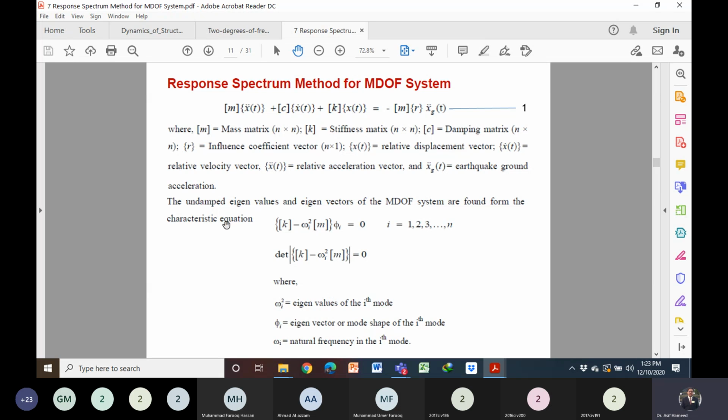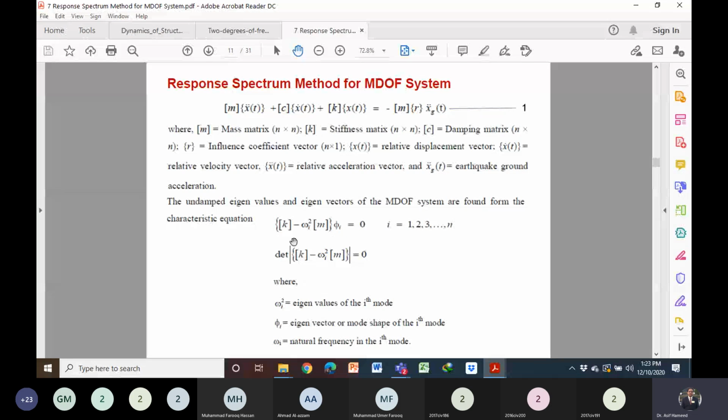So what is the first step? We have to perform the modal analysis. This is the expression to perform the modal analysis. This one we have already discussed in detail: K matrix minus omega n square M matrix. Previously, the symbol which we used was A. Now it is phi. Otherwise, it's the same equation.